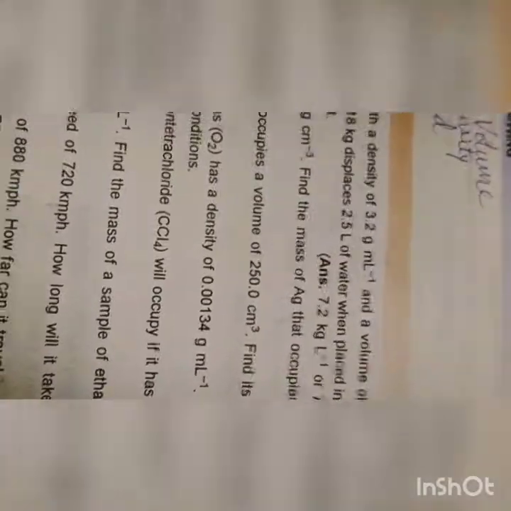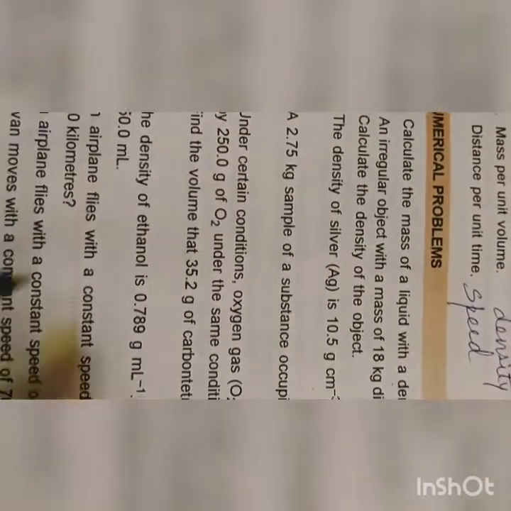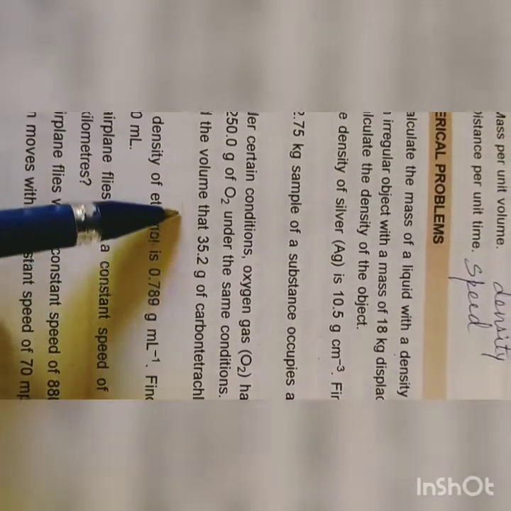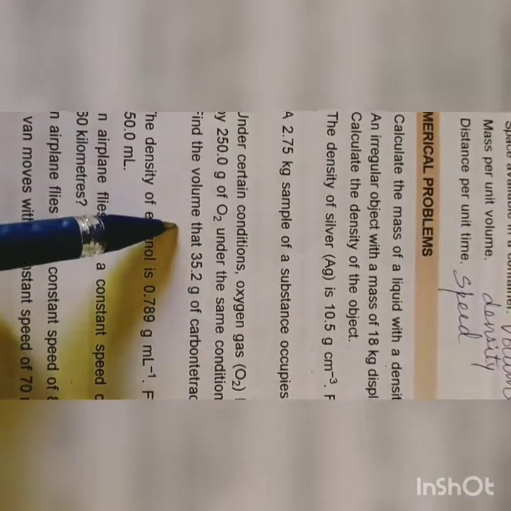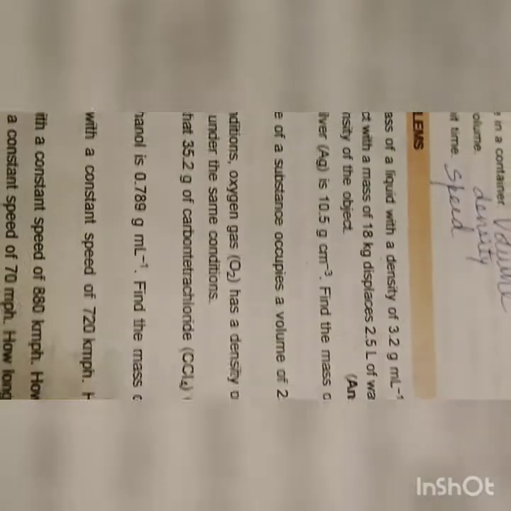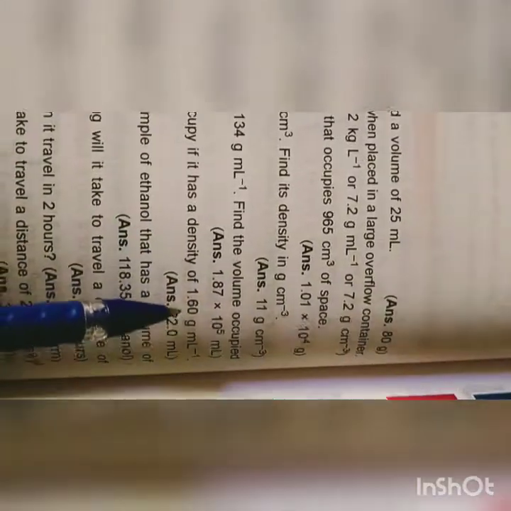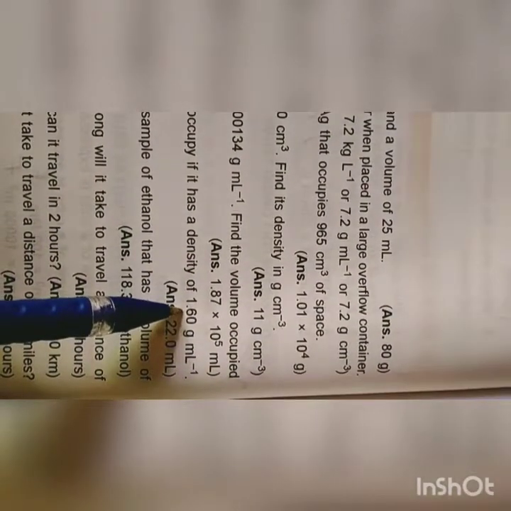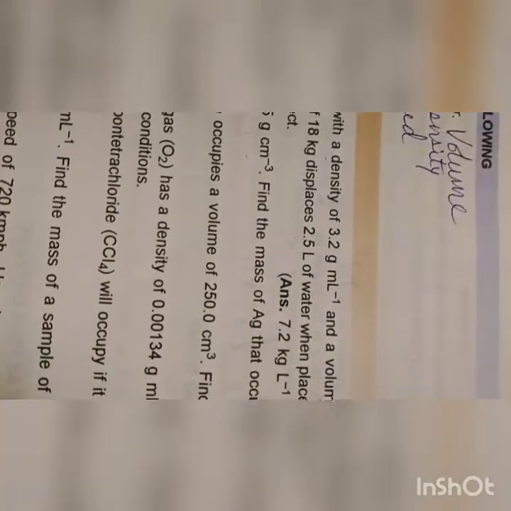Okay, now come to question 6. Find the volume. Here the mass is given: 35.2 gram of carbon tetrachloride will occupy. So mass is given and density is given. Its density is given 1.60 grams per milliliter. Now you have to calculate the volume.